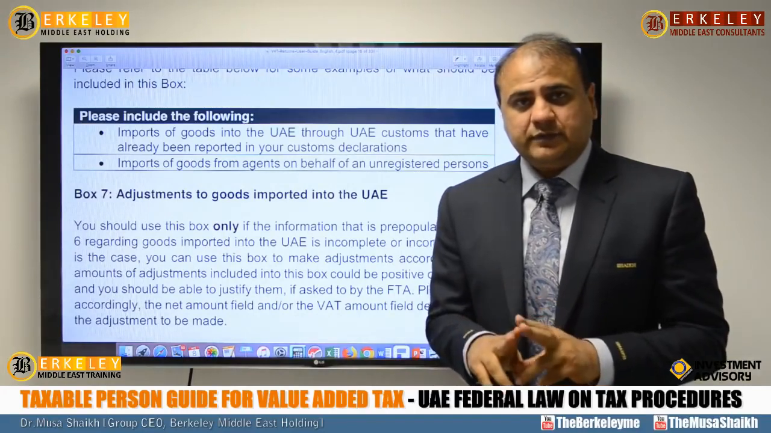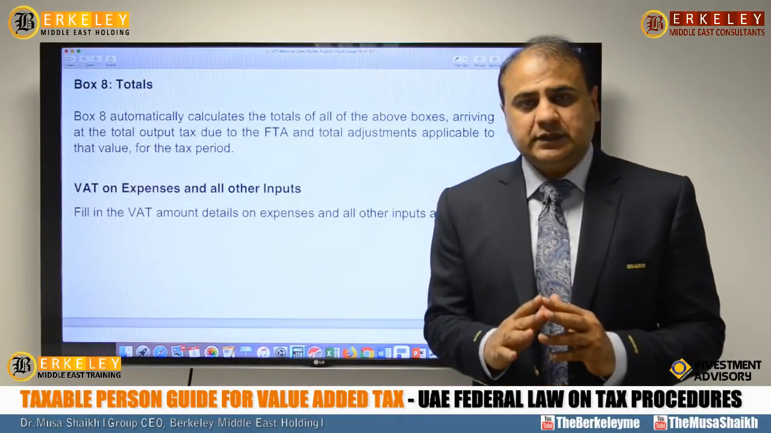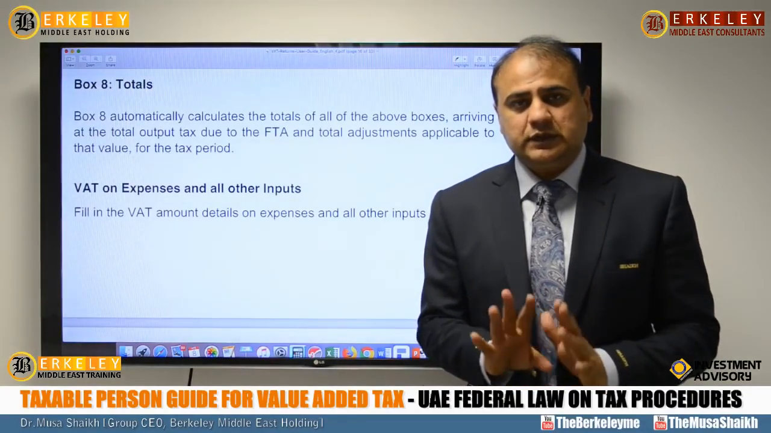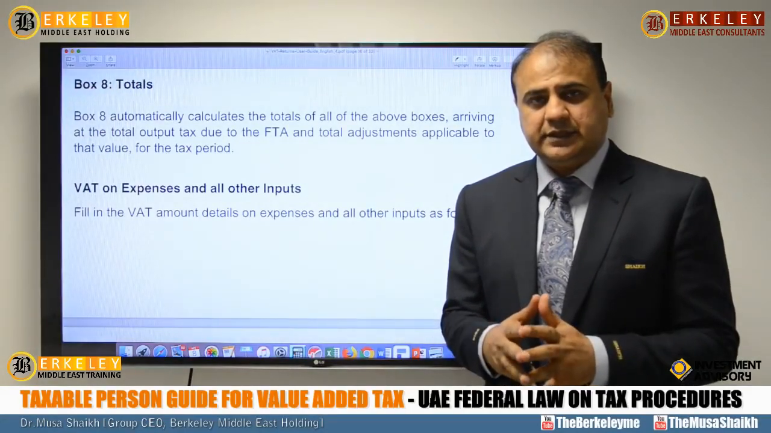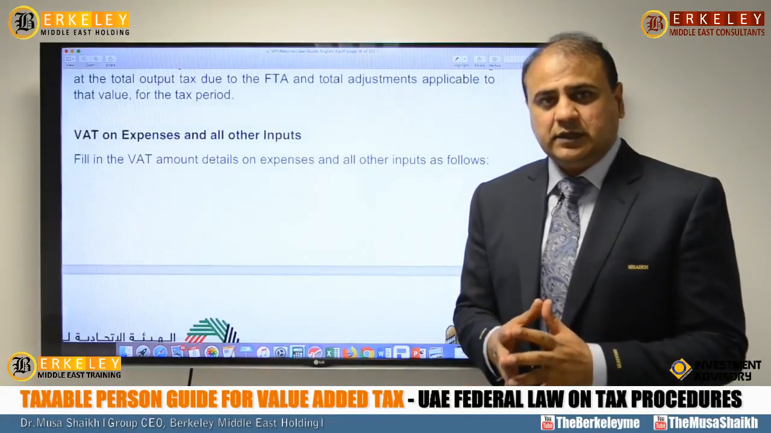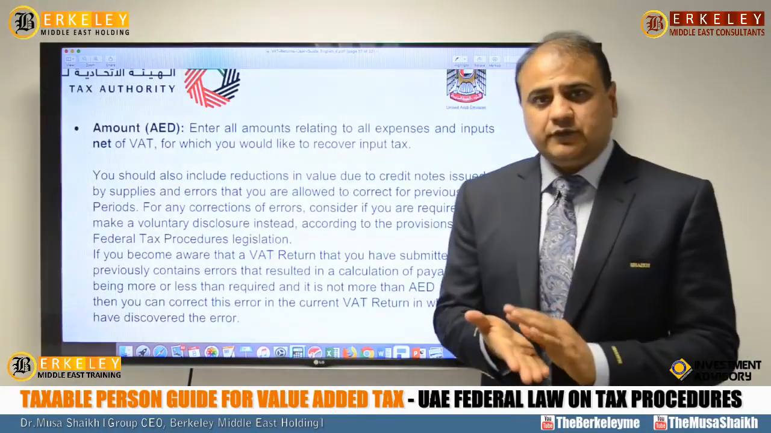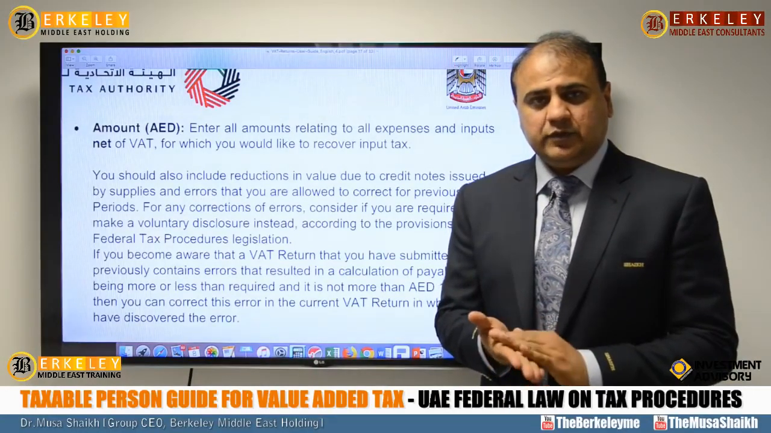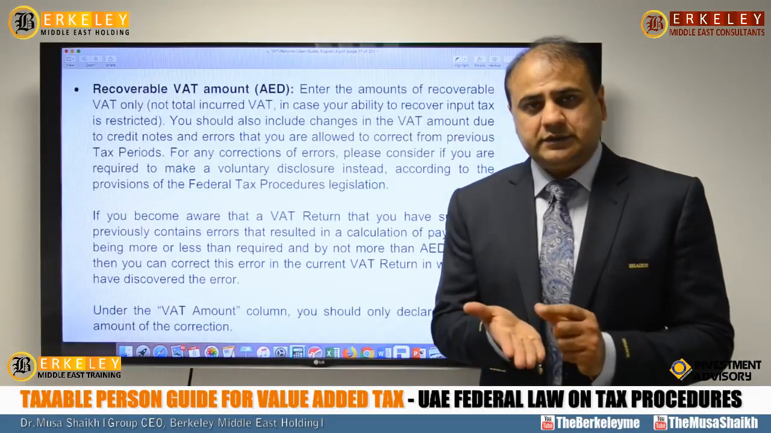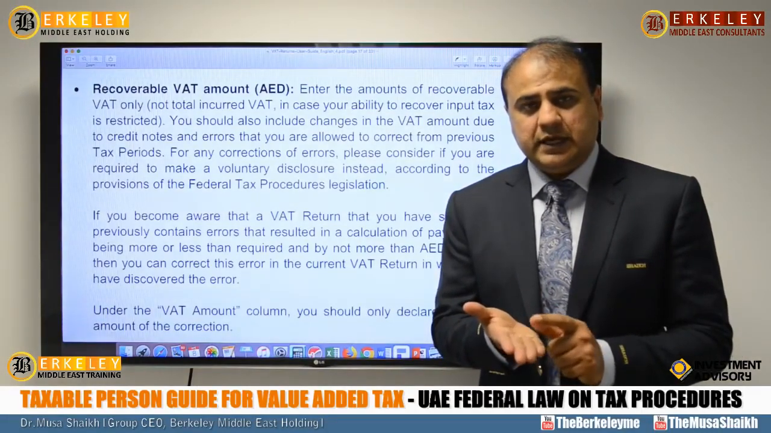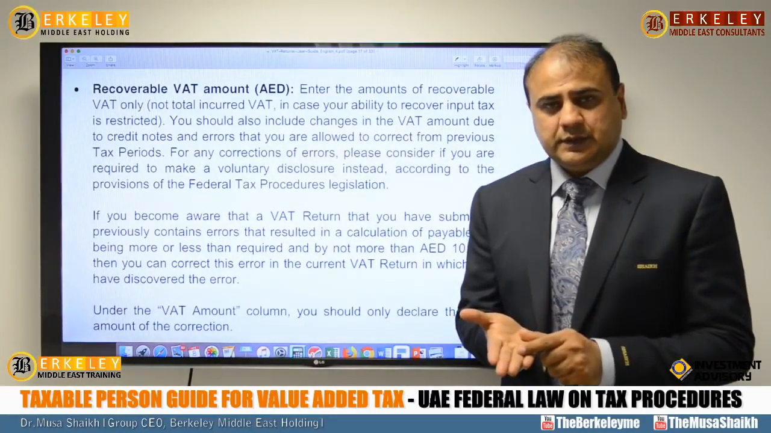Box 7, you have to make sure that you are going to put adjustments here. Box 8 is the total, so the system is going to generate a total automatically and it will show the total adjustments separately. VAT on expenses and all its inputs. Please enter all the expenses net of VAT for which you would like to claim your input tax. In order to enter an amount which is related to your recoverable amount, enter only the net amount. If you have some credit notes, you should also include them in that.